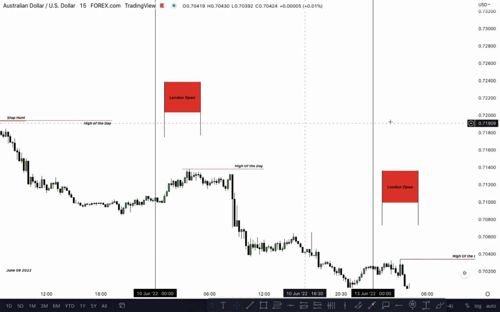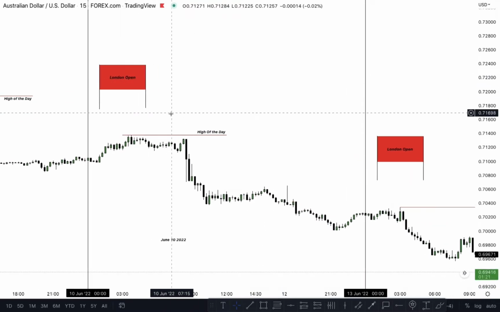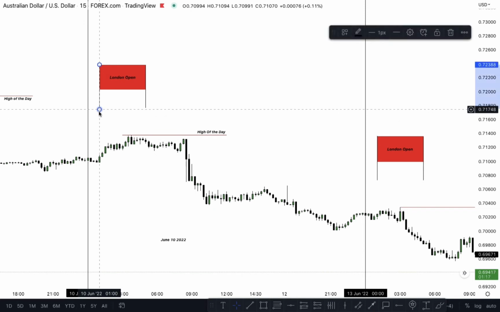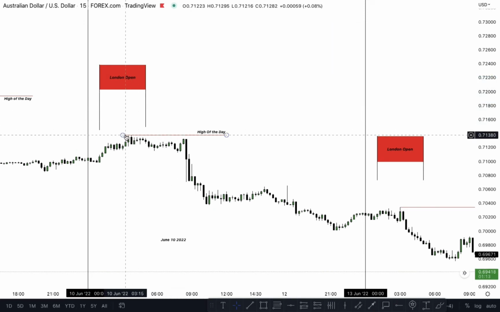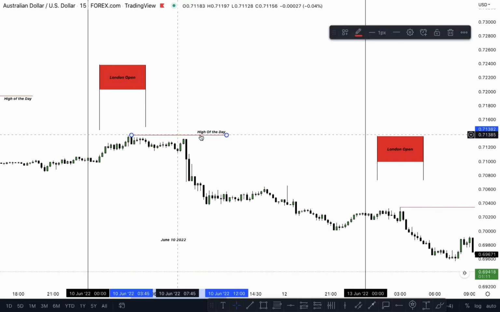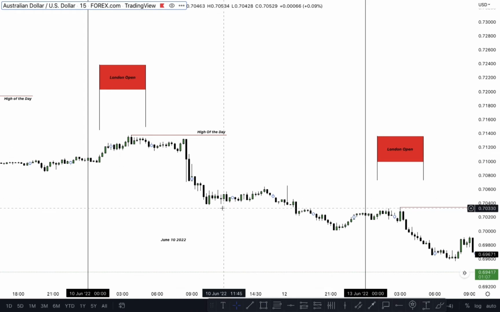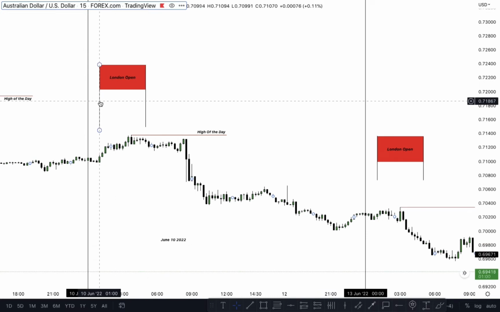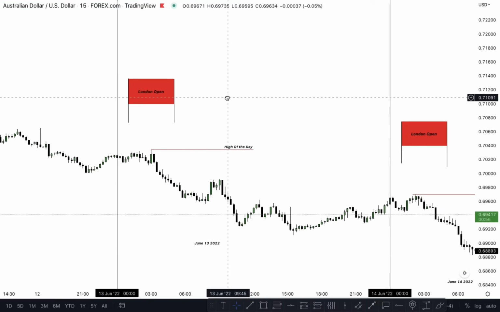We move on to the next day. We can see June 10th, right? June 10th, price comes up between 1 a.m. to 5 a.m. and creates what? The high of the day. So this is the highest point price has been the entire day, right here. And after that, it runs lower. So it created the high of the day again on a bearish day during this time bracket, 1 a.m. to 5 a.m.